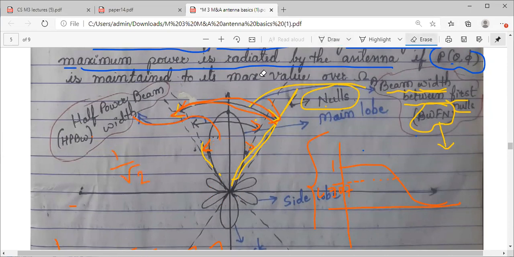So don't draw the structure like this. If this is the maximum value, then do not measure it and halve it. It is wrong. Half power is 0.707. Your power gets reduced to 0.707. Hope you understood this. Half power is 1 by root 2. It is not 1 by 2.